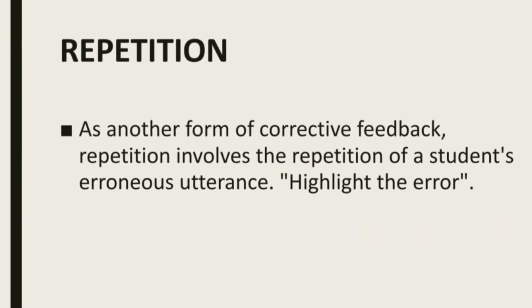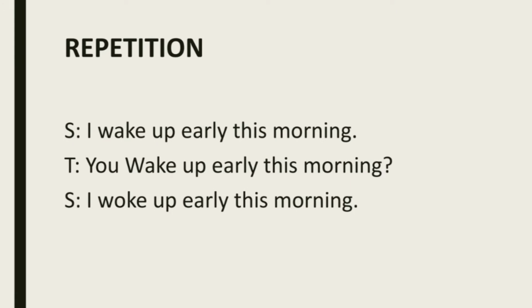Repetition. As another form of corrective feedback, repetition involves the repetition of a student's erroneous utterance to highlight the error. And here's an example. Student, I wake up early this morning. Teacher, you wake up early this morning? Student, I woke up early this morning. In most cases, teachers adjust their intonation so as to make emphasis or to highlight the error. This gives the students a chance and time to think and correct themselves.